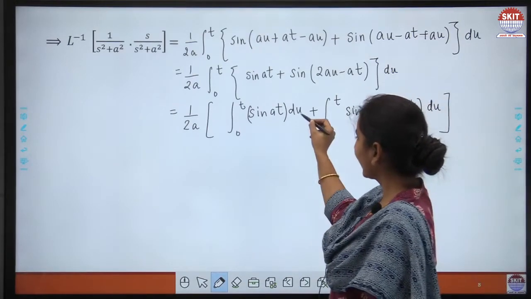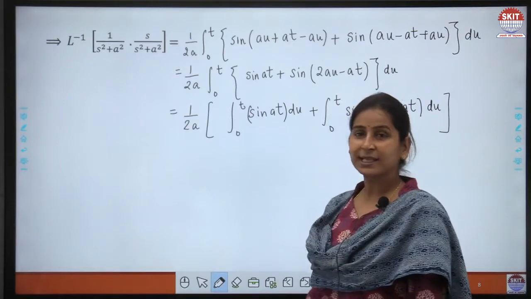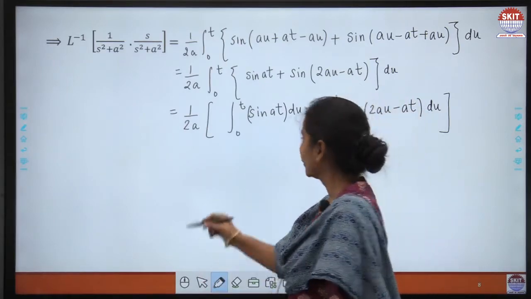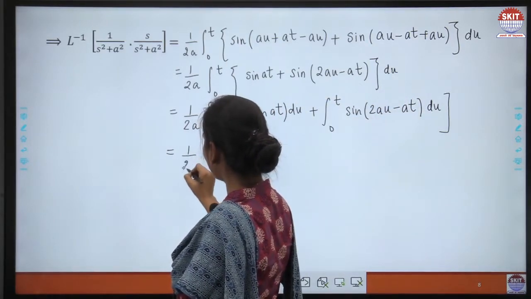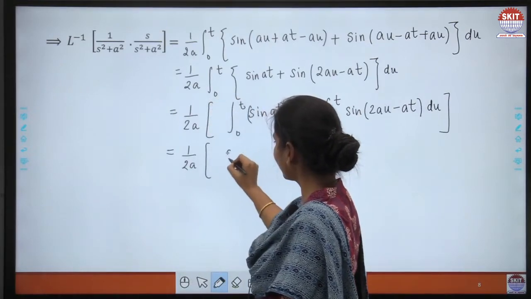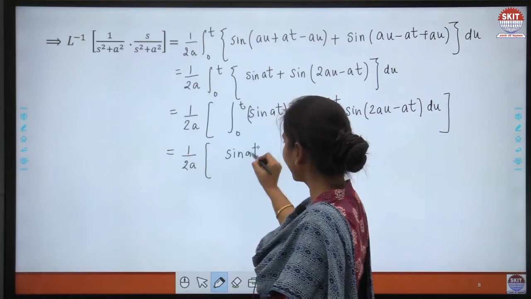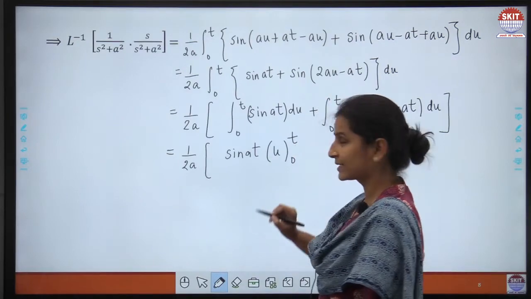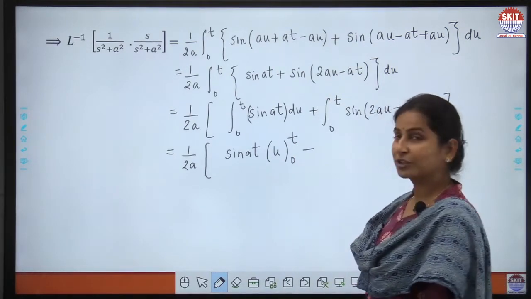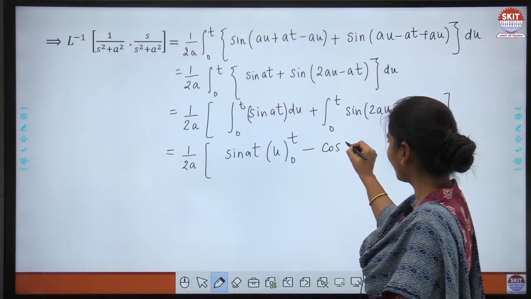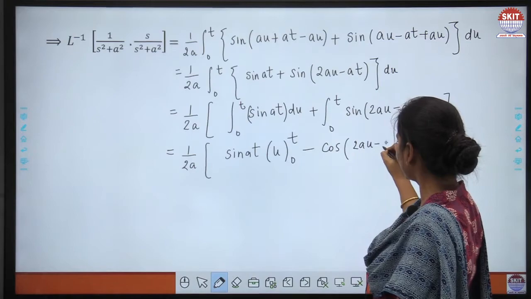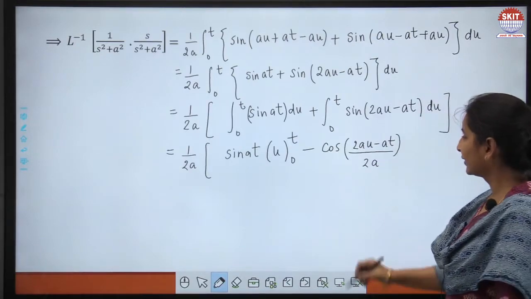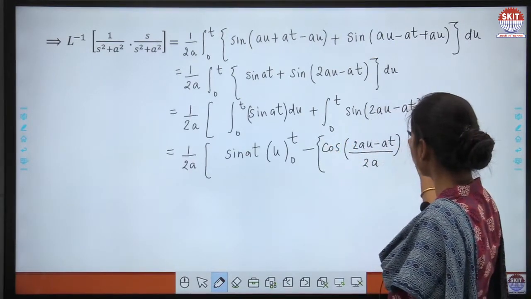Now for the first one, I have to integrate it for u and the function is sine at. So it can be taken common from the integral because t is constant for u. So I will be writing it as 1 by 2a. For the first one, I write it as sine at behaves like a constant. The integration of 1 will give me u. Limits will be 0 to t. For the second one, integration of sine will give me cosine of 2au minus at by 2a, and then I have the limits of this integral from 0 to t.